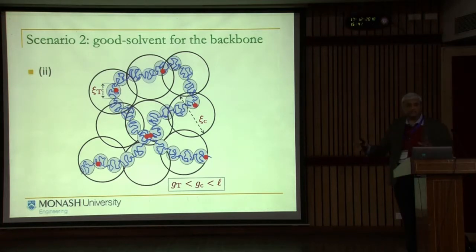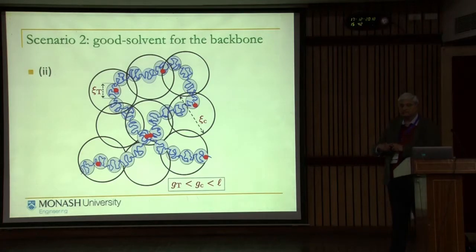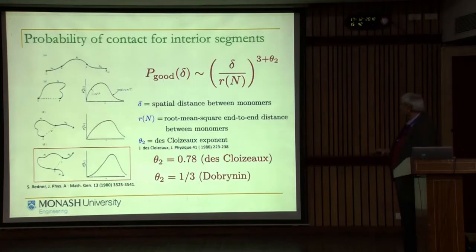And in each of these cases, they come up with predictions for the intrachain and interchain degree of conversion. Now, one thing you need to notice is in order to form a bond between two stickers, you need to bring two thermal blobs together, okay? So then the question becomes, what is the probability of bringing two segments in a good solvent together? And it turns out this problem was actually addressed by des Cloizeaux in 1980 using renormalization group theory.